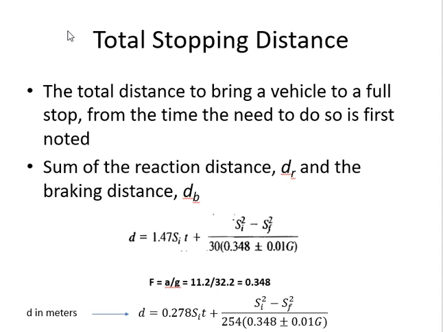And F is A upon G. The 0.348 is the value of F when A is standard, 11.2. If A changes, then you cannot keep 0.348; you have to change it. Clear? So in the first equation, you will get the distance in feet. In the second equation, you will get the distance in meters.